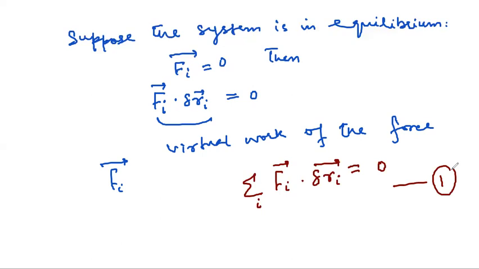Now we can decompose this force, because this Fi is the total force on the ith particle. This can be decomposed into two parts, applied force and the force of constraint. So let us do that in the next page.